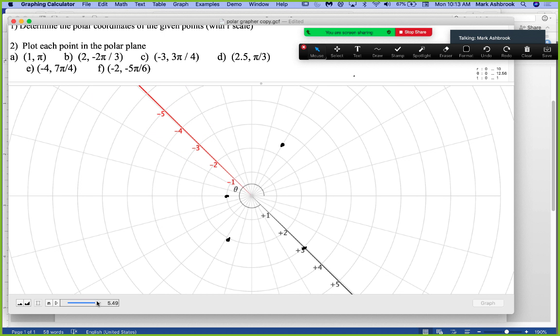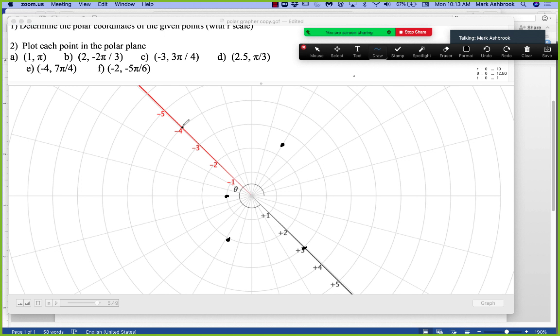Seven pi over 4 is that direction. And so here we are at 7 pi over 4. So our values point down here in the fourth quadrant. Negative 4 then would take me the opposite direction, up here. There's the point 7 pi over 4 for theta and negative 4 for r.